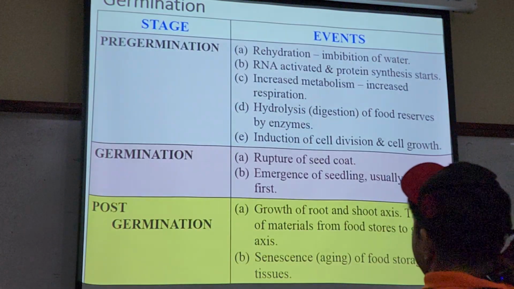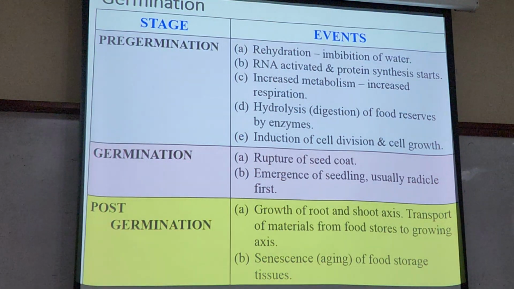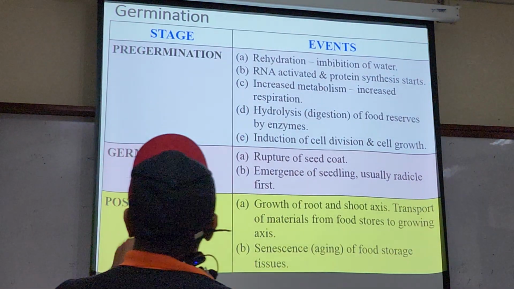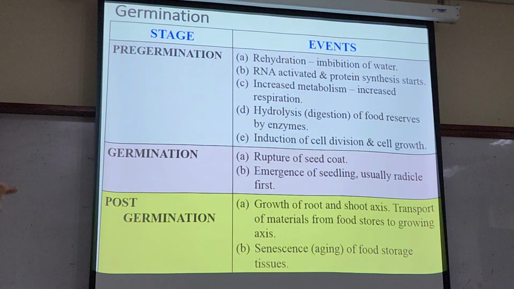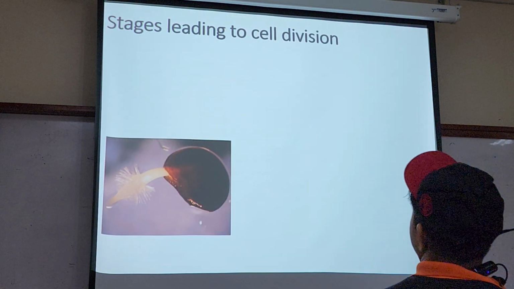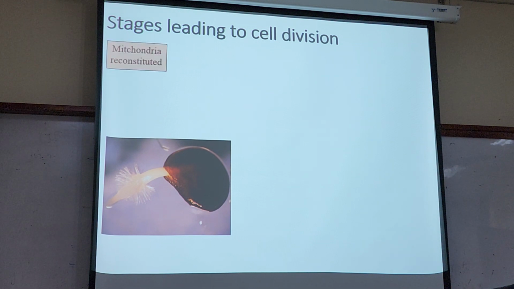Okay, let's see. This is the summary of the stages in germination, which we are going to look at in detail. It involves pre-germination, germination, and post-germination. We're going to look at these events individually. Right, so we start off at pre-germination. Upon water imbibition, remember, two events happen: rehydration, and then the environmental factors, temperature, light, and so on, are just right for the seeds.